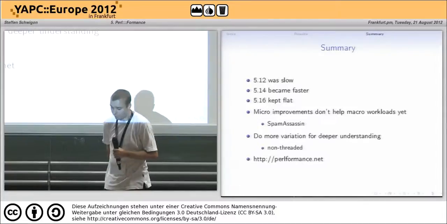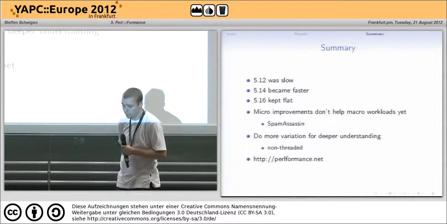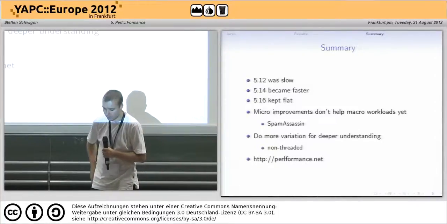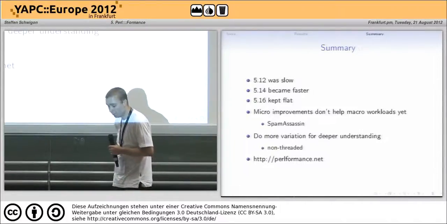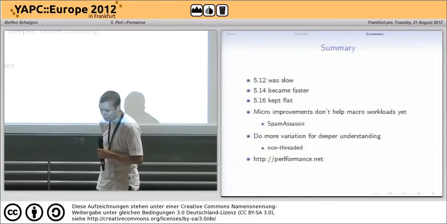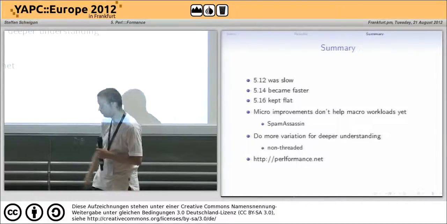So summary: 5.12 was quite slow. 5.14 became faster. To what I currently know, 5.16 is roughly flat, maybe a bit slower again. And the micro improvements don't help the macro workloads like SpamAssassin. And I do need a lot more variation, like running everything non-threaded.